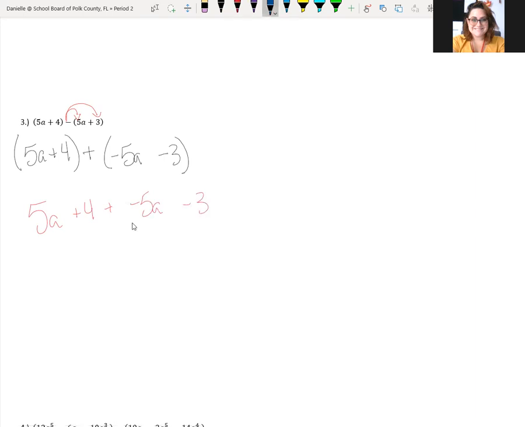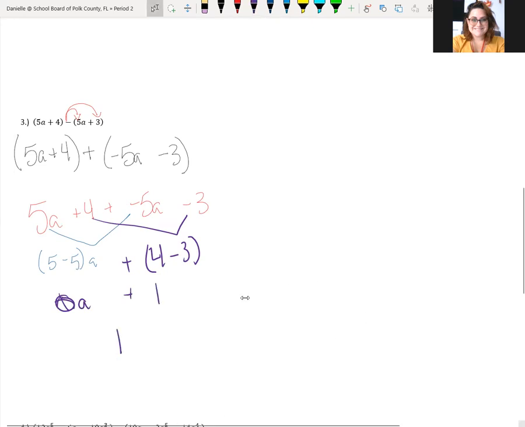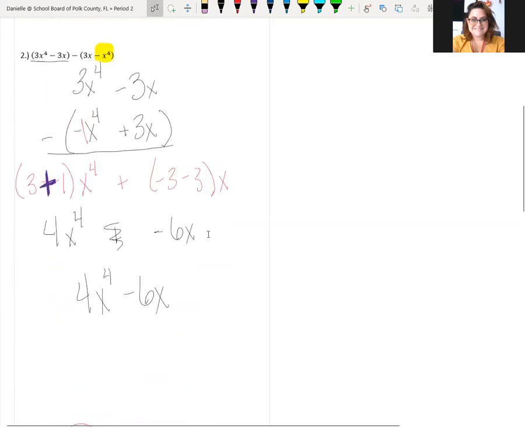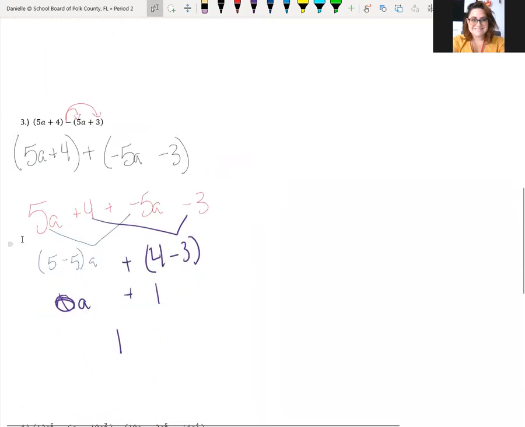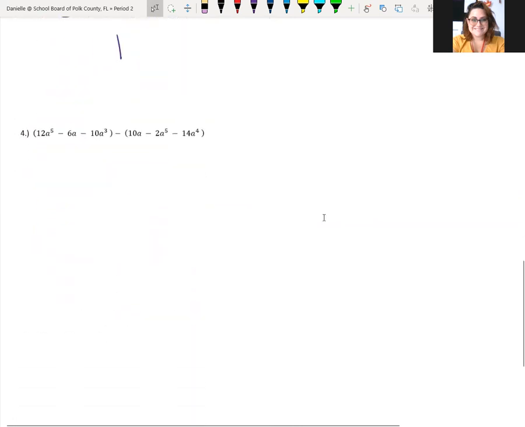And combine like terms. We would put our positive and negative 5a, we would have 5 minus 5a, and we would have 4 minus 3. 5 minus 5, that's going to give me 0a plus 1, which is just going to leave me with 1. Depending on the type of person you are, you may really like this method. You also may really like this method. It's going to be personal preference. That's why I'm showing you both.